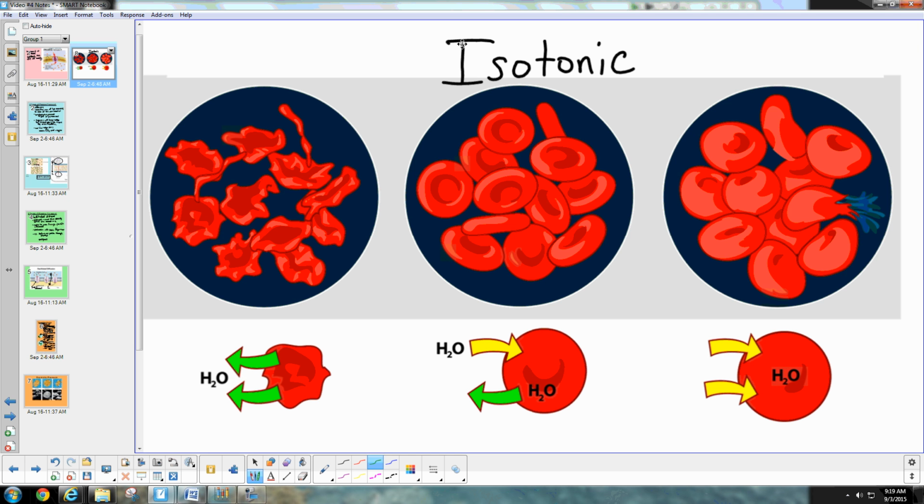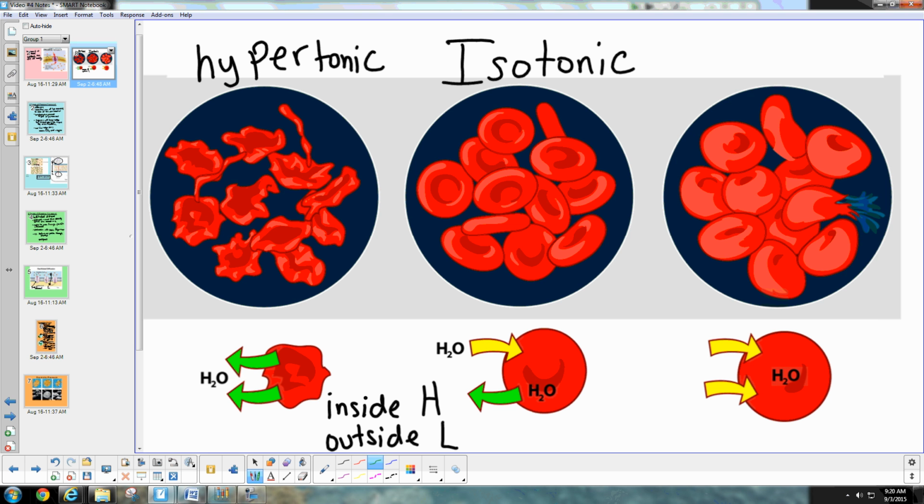Okay, all right, now let's look at this first one. A lot of water is leaving, so that means inside there's high amounts of water. Okay, outside there's low amounts of water because it's all about those particles. And so if we're going to move from high to low, water is going to leave the cell. Then we're looking at a hypertonic solution.